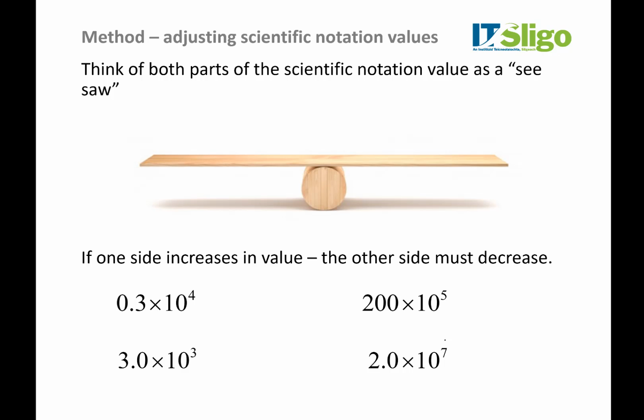So we'll see this again and again, guys, and it's a really important skill, to be able to balance out your scientific notations. If this side gets bigger, this side must get smaller, and vice versa. This side increases, this side must decrease. So we'll take a look at this now in the context of the problems coming up.